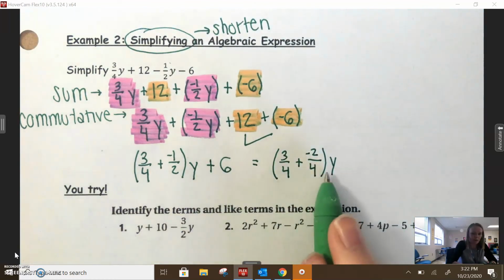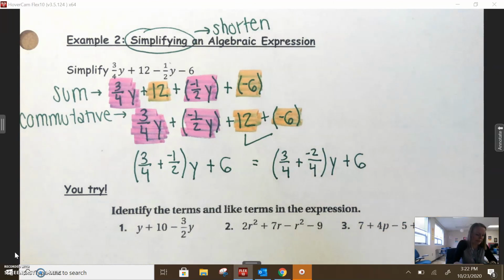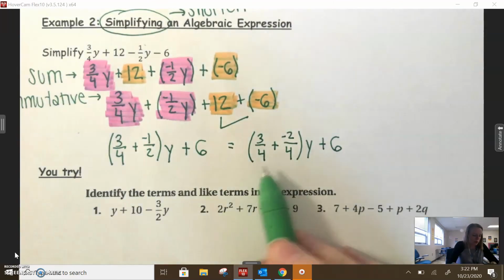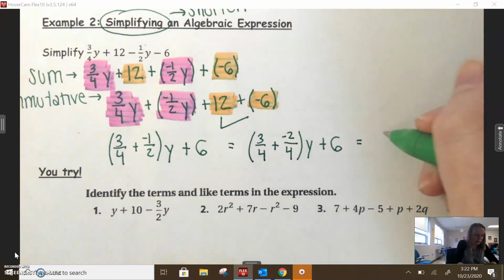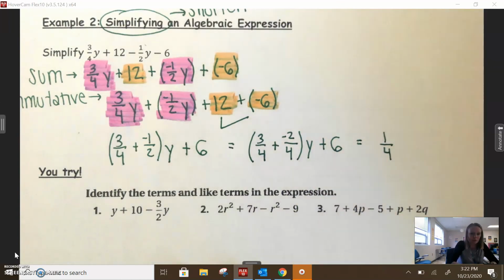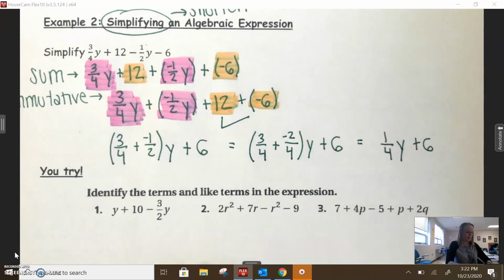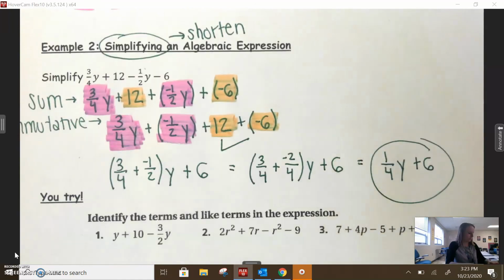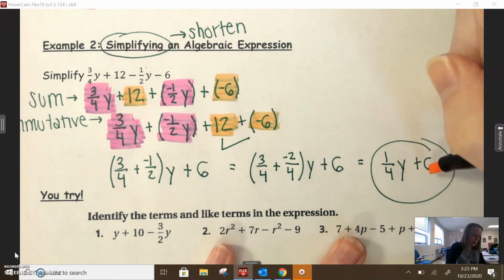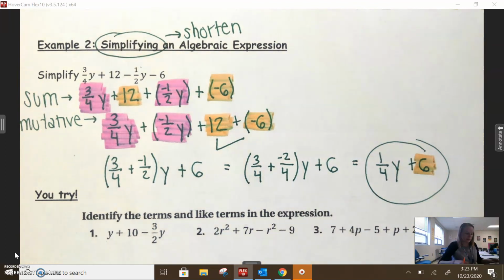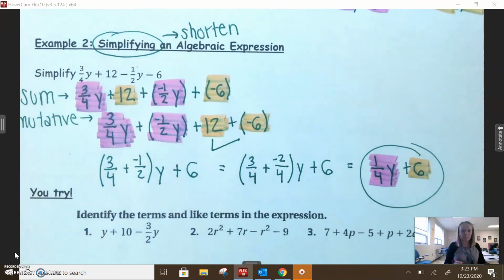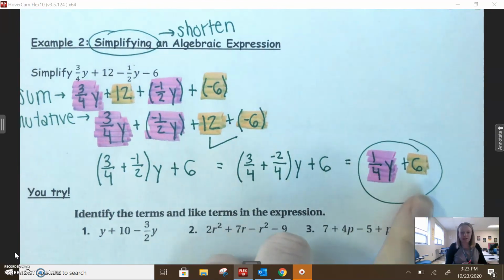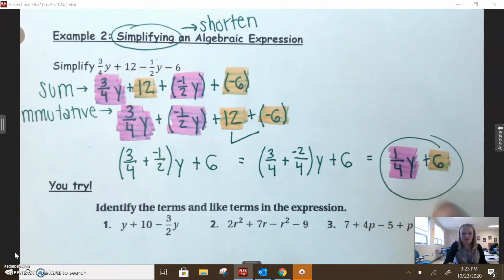I'm rewriting the whole thing, still keeping the y, still keeping the add 6. Okay, so now that I have a common denominator, I can just add 3/4 plus -2/4. That's going to get me 1/4. I'm still going to multiply that by the y, and then my adding 6 is still at the end too. And this is going to be our final answer. Okay? So if you look at our final answer, 1 was a constant and 1 had a variable in it. I cannot combine these two together because 1 has a y on it and 1 doesn't. So this is going to be my final answer here.